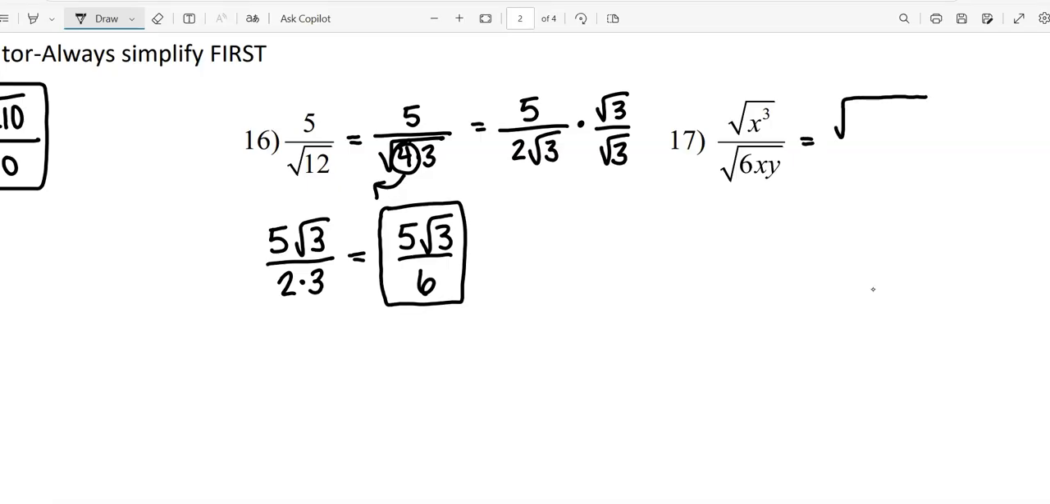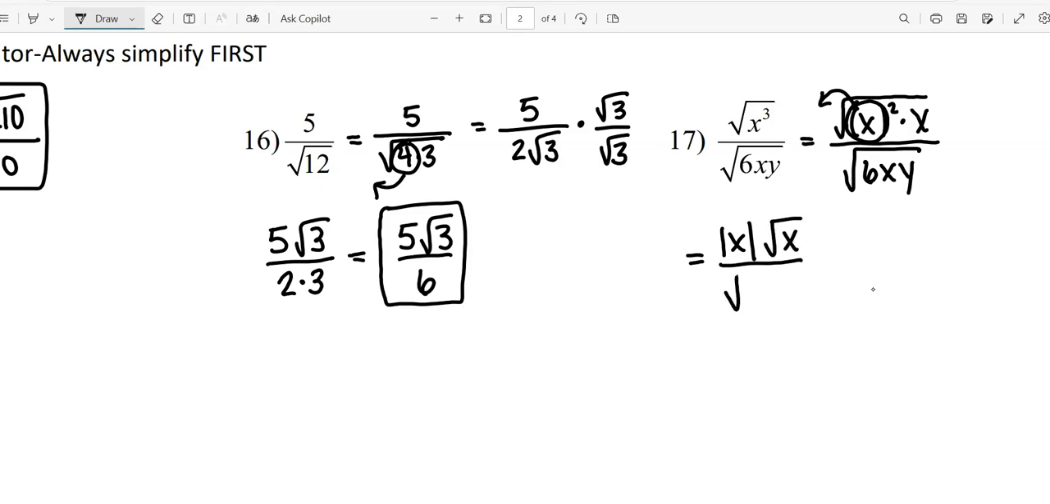Yeah, so on the top, this could be the square root of x squared times x, right? On the bottom, there's nothing I can simplify there. There's not a perfect square factor of 6 other than 1. There's not 2 x's or 2 y's, so that one doesn't get simplified. The square root of x squared is the absolute value of x. And then we've got the square root of x over the square root of 6xy.